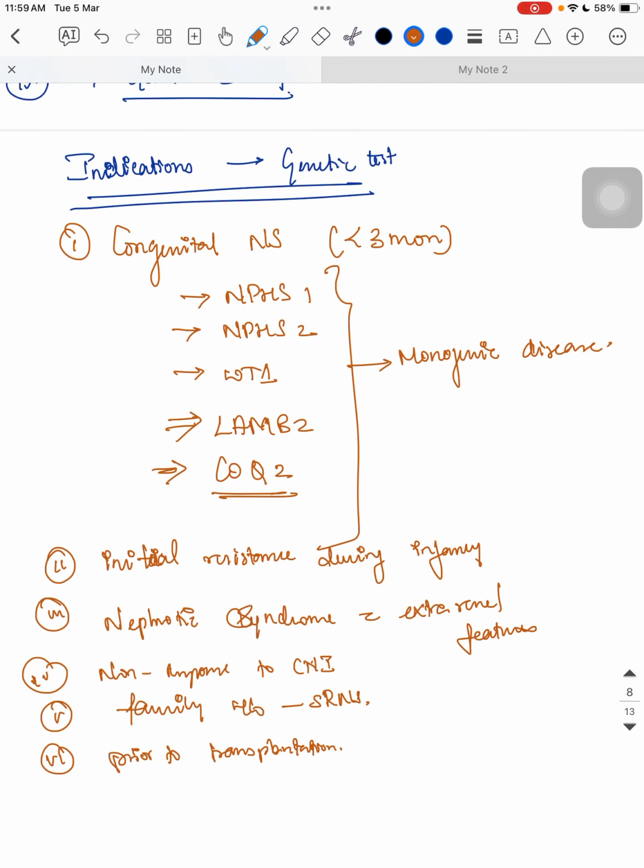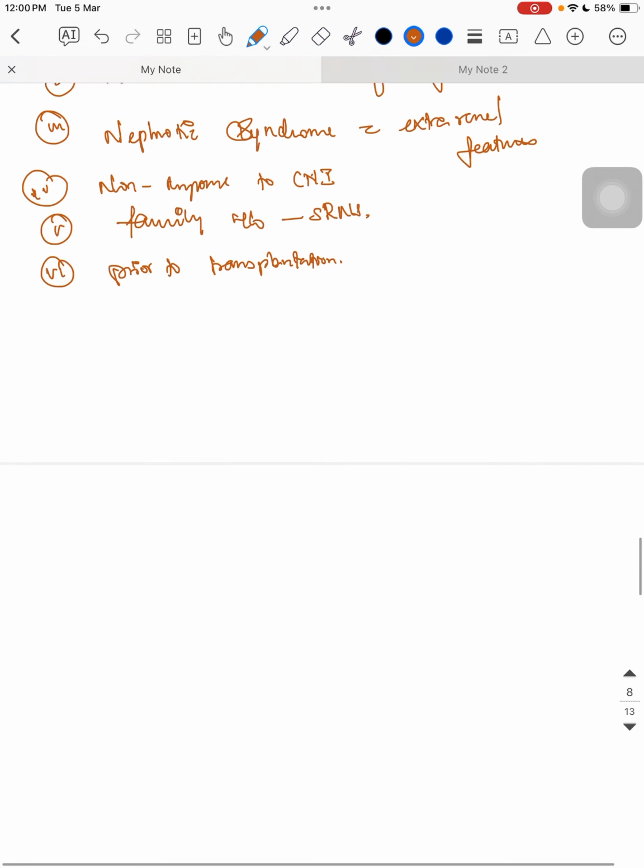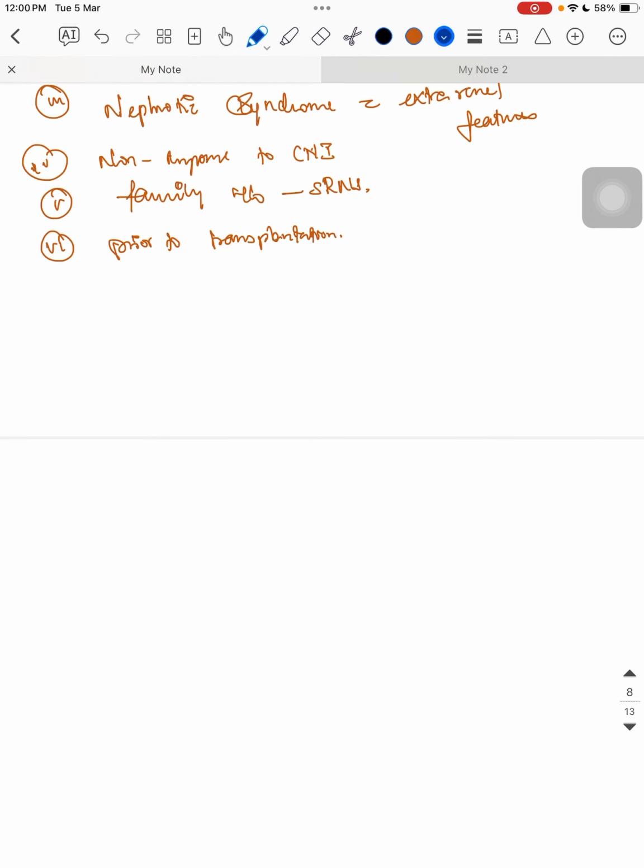Okay. So these are the indications for a genetic test in a child with steroid resistant nephrotic syndrome. Next, what are the uses of doing this genetic testing? Advantages or uses of doing this genetic testing. One, you can counsel the parents regarding the progression of kidney disease.